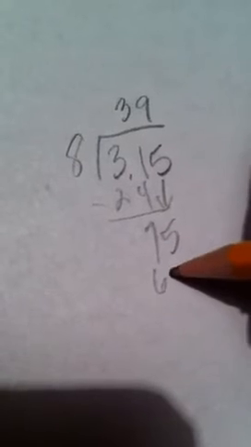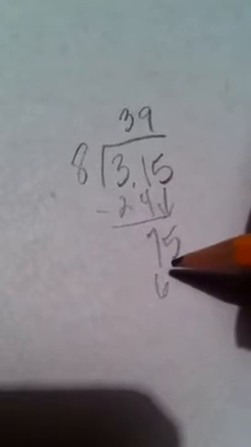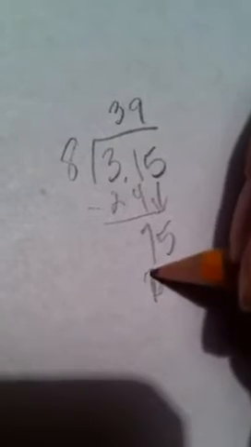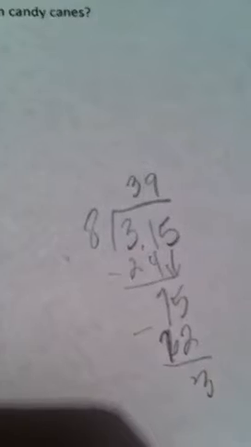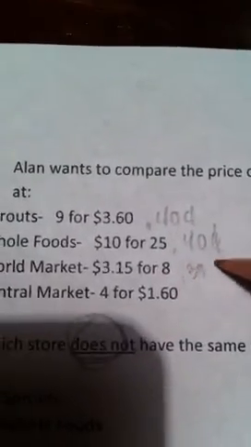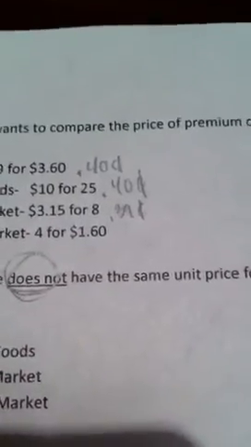9 times 8, 63. Oh, 8 times 9 is not 63. 8 times 9 is 72. Oops, good thing I got that. 5 minus 2 is 3, and 7 minus 0 is 0. So it's going to keep going on, but money is only to the hundredths place. So if I go to the hundredths place, I'm okay, unless I need to round. So I'm going to just bring up my decimal and put 39 cents. Ooh, so that one's different. That might be the answer.